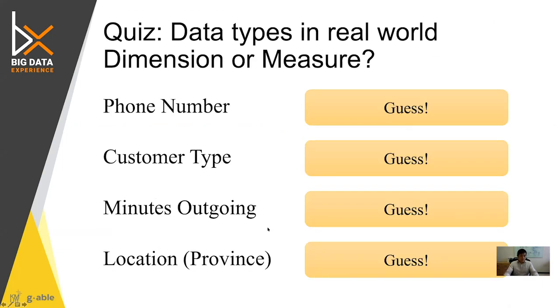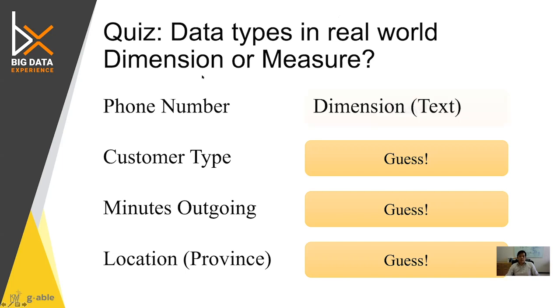Okay, so try to make a guess on what types these data types are. What should it be? Should it be dimension or should it be measure? Okay, now's your time. For number, should it be dimension or measure? Dimension, correct.